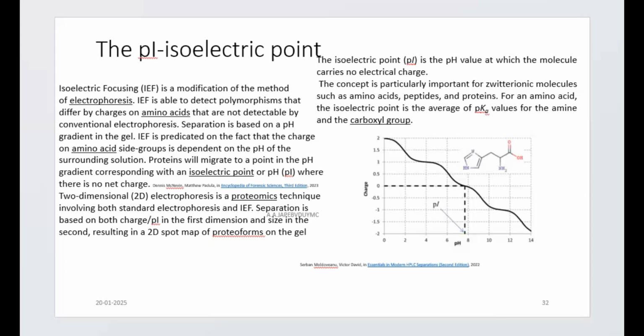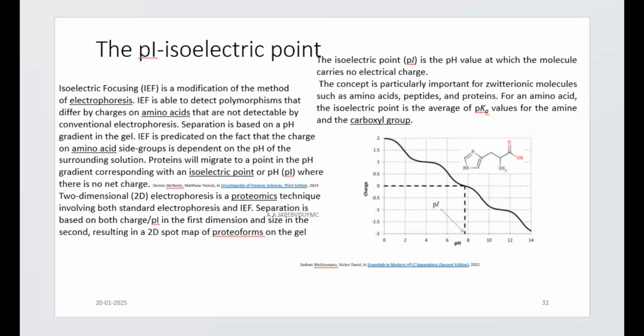So separation is based on a pH gradient in the gel, right? The gel is not a single polyacrylamide gel, but there is gradation with reference to the pH. So you have zones of the gel where the pH is different. How it is generated, we have to talk about. Ampholytes are added to it. Amphoteric components are separated, and ampholytes are the substances added into the gel so that they impart a particular pH to the gel.